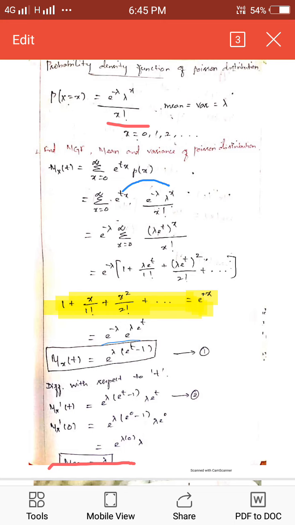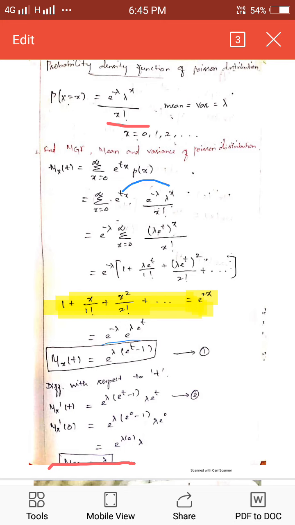e power minus lambda into summation x equal to 0 to infinity. The power in e power tx and lambda power x is common, so I am going to take the power commonly outside and we can write it as lambda into e power t, whole power x by x factorial. In the next step, keeping e power minus lambda as constant, we are going to substitute the values of x from 0 to infinity. First, I am going to substitute x equal to 0.